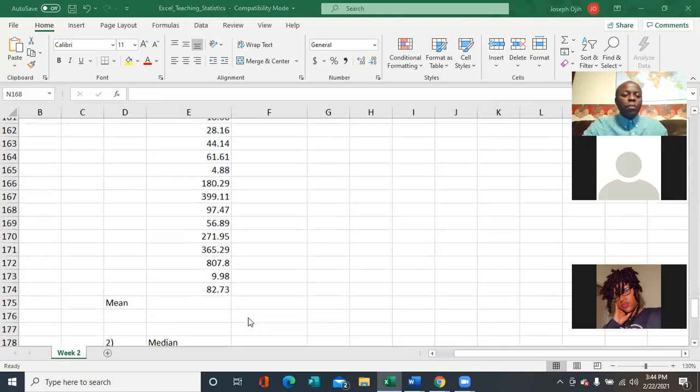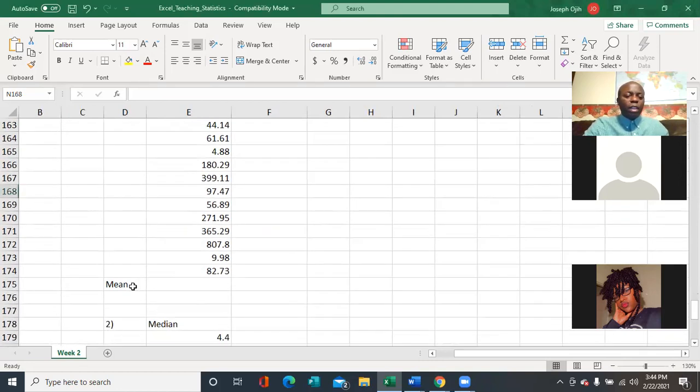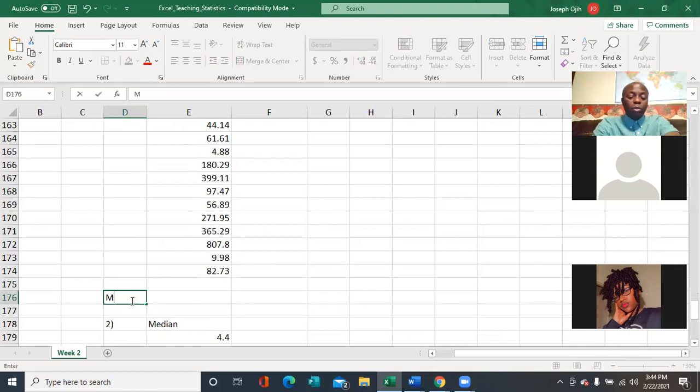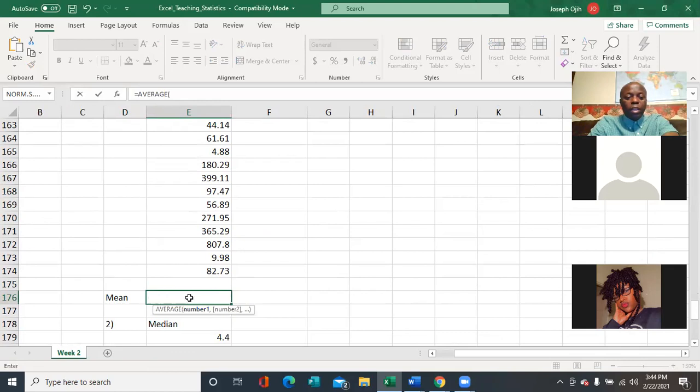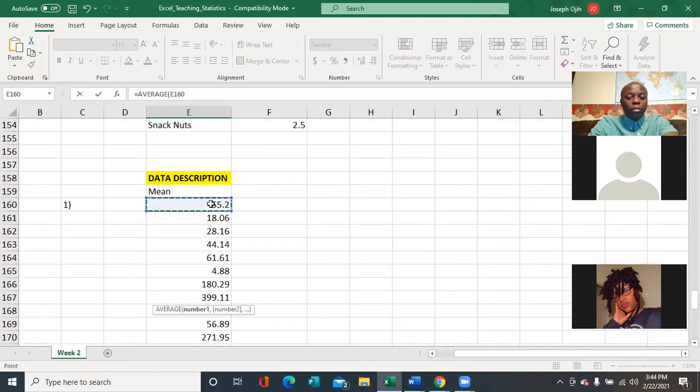So the mean. Now, before you calculate any of these measures, make sure that you put the Excel cell in a ready mode by putting the equal sign. The mean is the average, so type in average. As soon as it shows up here, double click on it, then you can copy all of this.